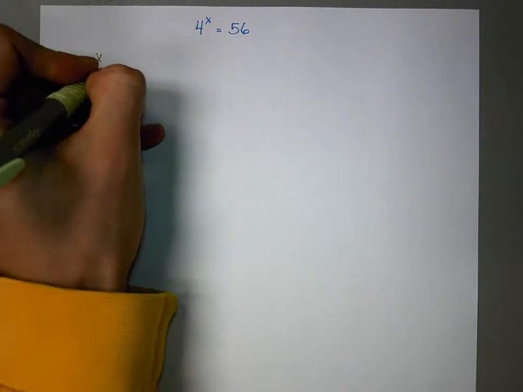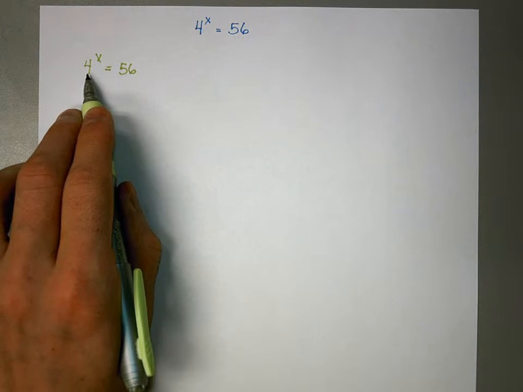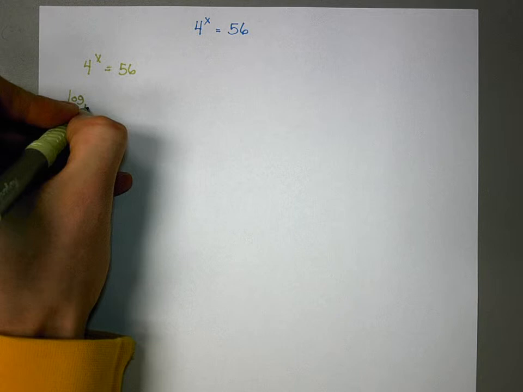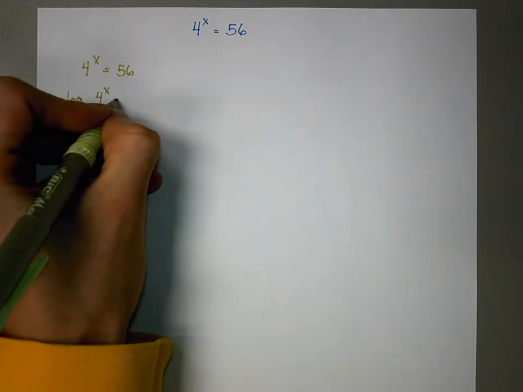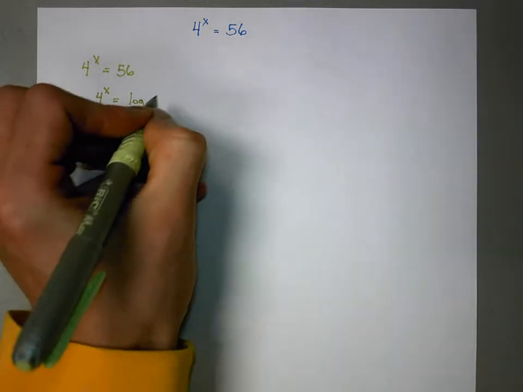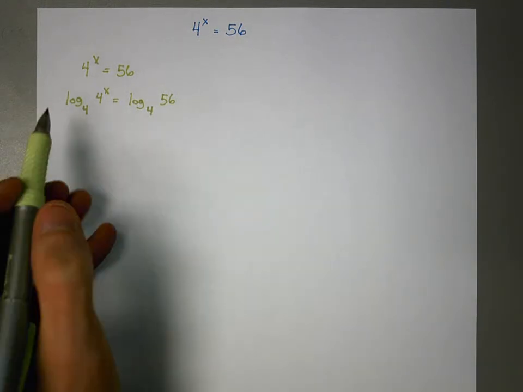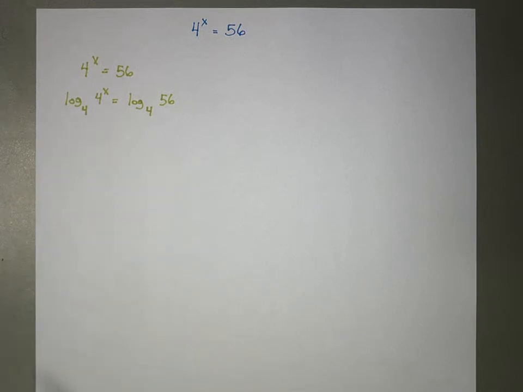So if I have 4 to the x is equal to 56, since this equation has a base of 4, this exponential, I can take log base 4 to both sides. So log base 4 of 4 to the x is equal to log base 4 of 56. The reason I chose log base 4 is because on this left-hand side, log base 4 of 4 simplifies down to 1. That's one of the properties of logarithms we looked at a couple chapters ago.